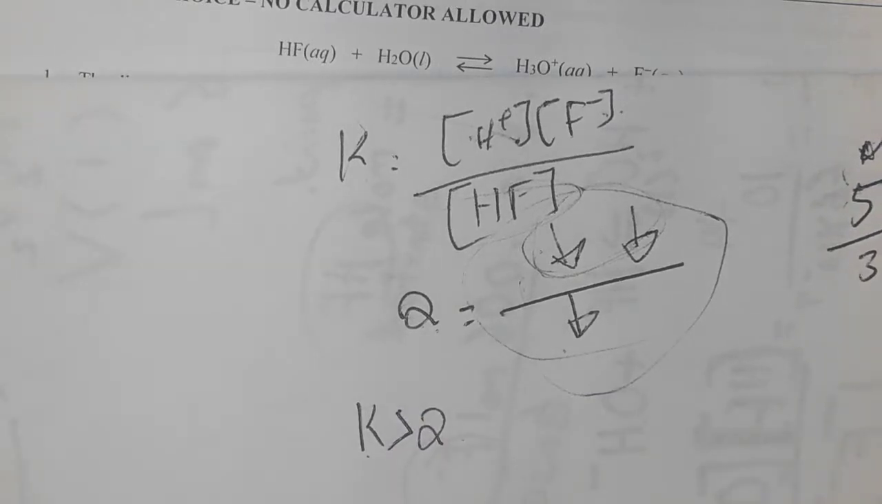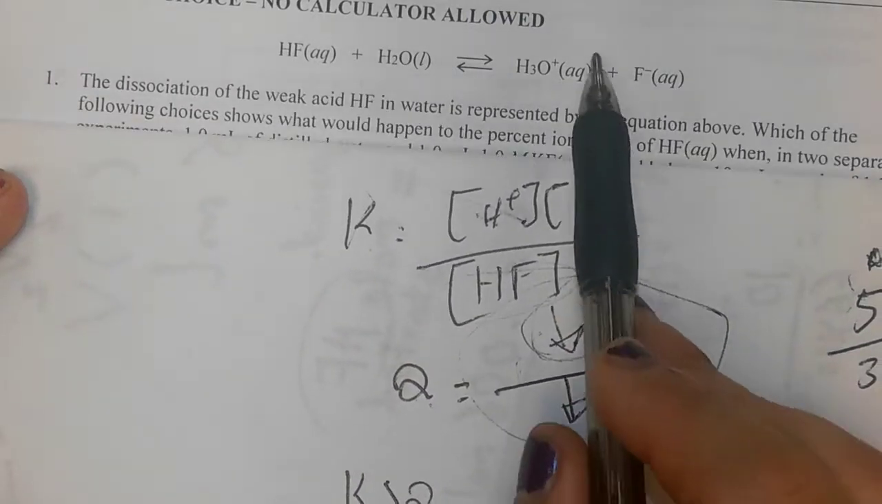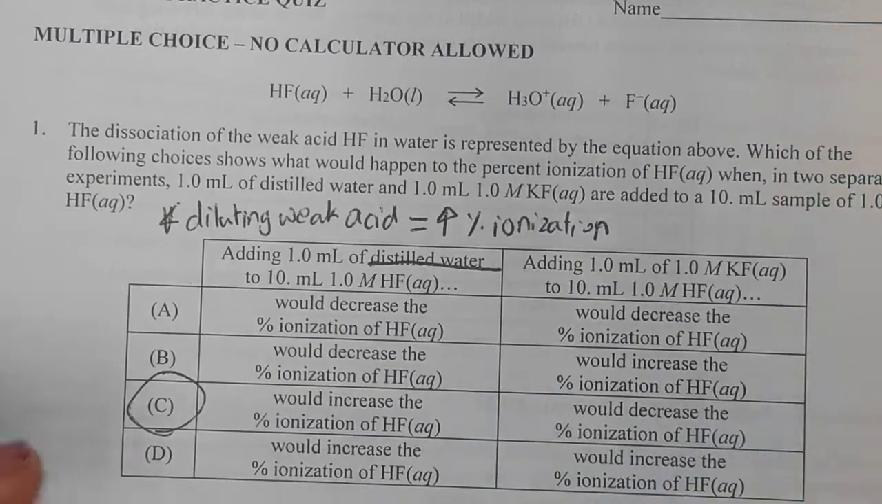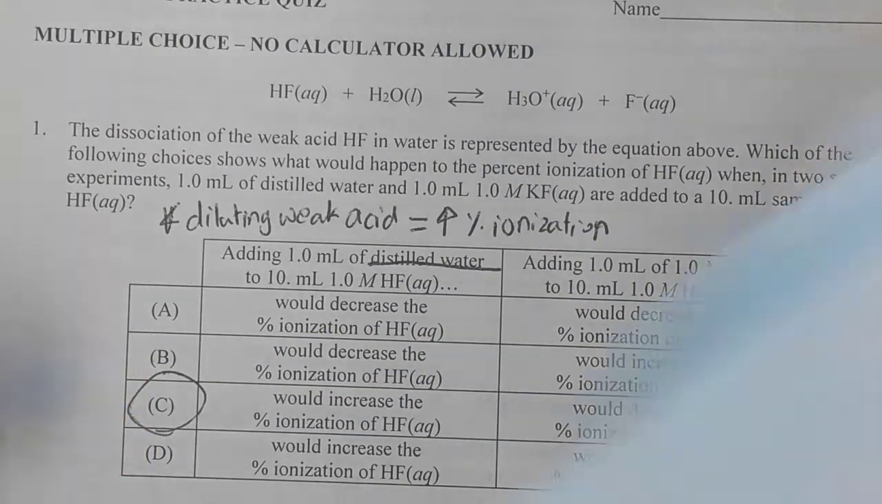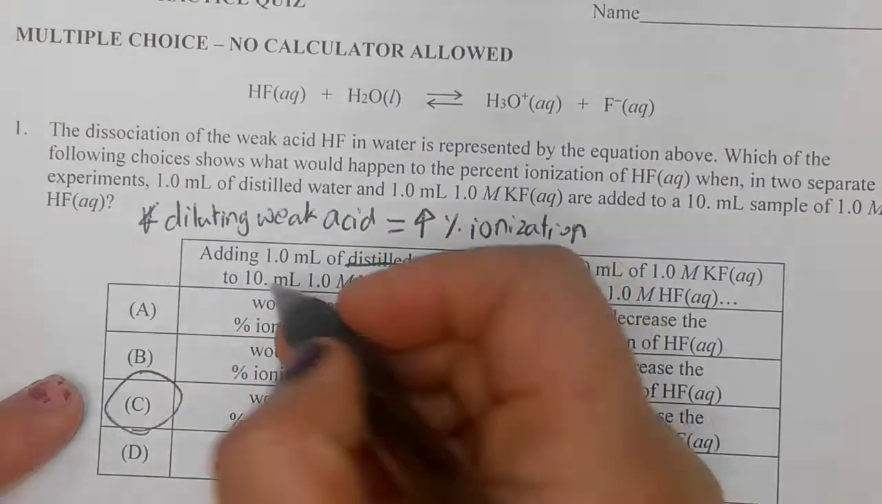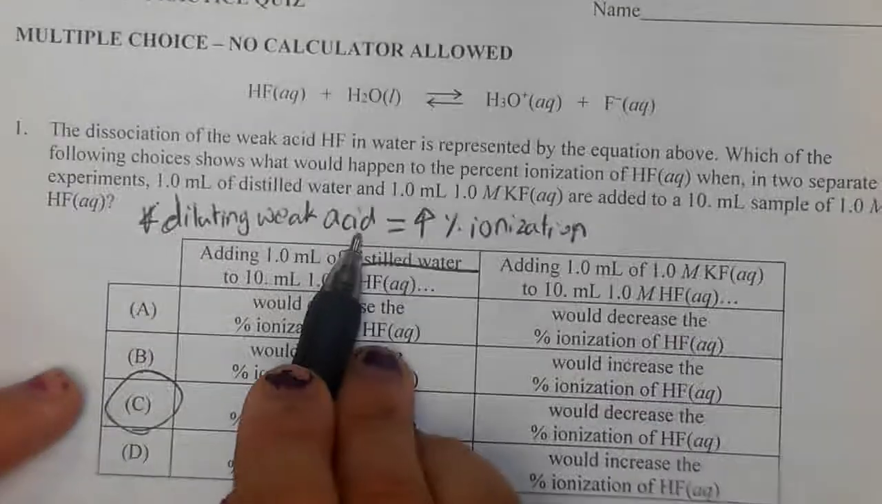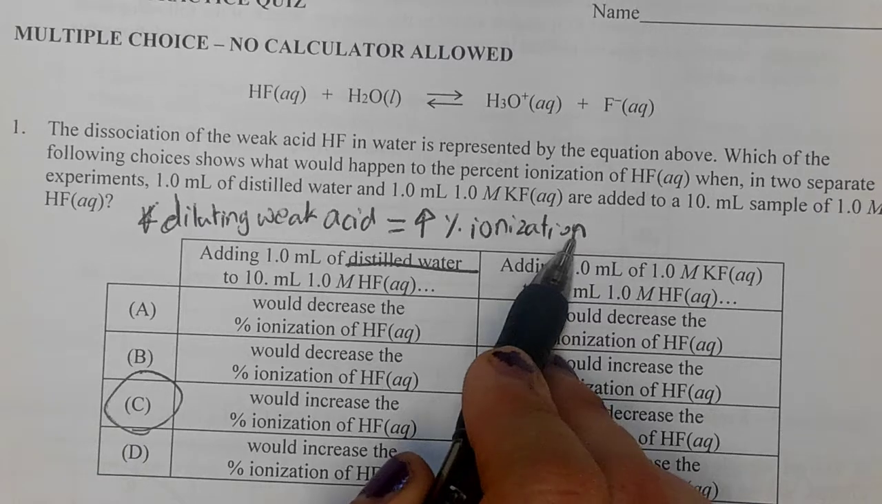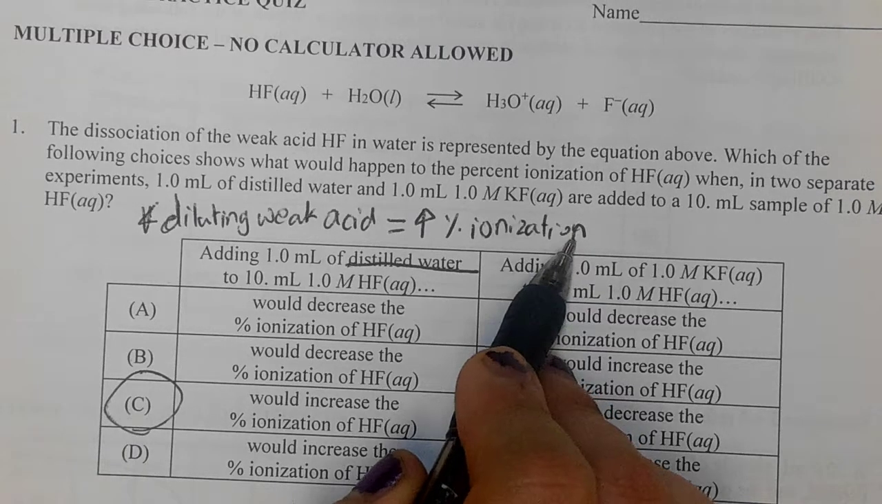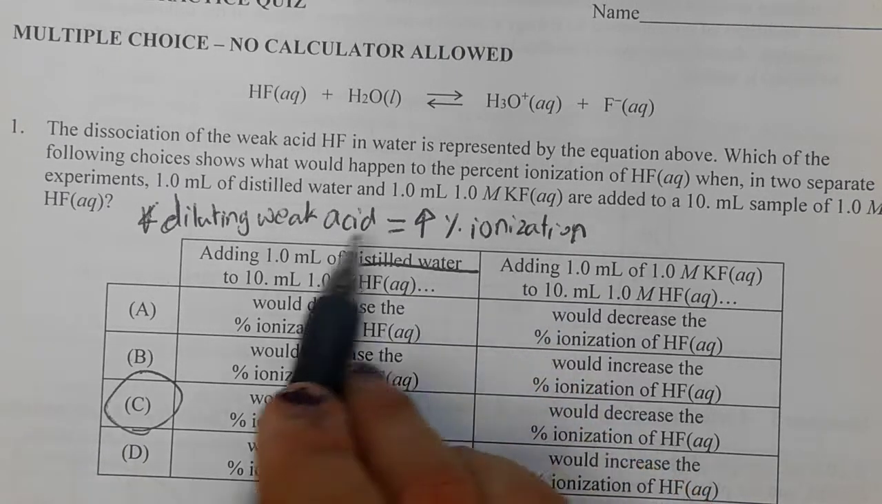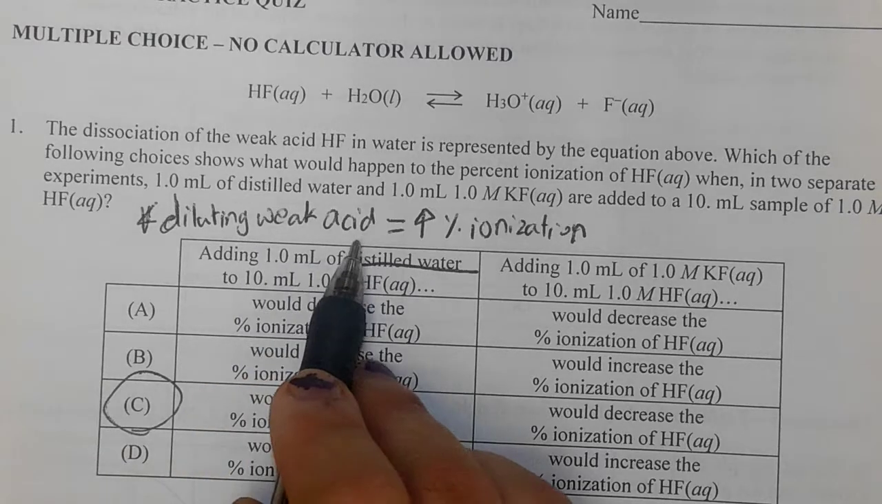If Q is smaller than K, which way is the arrow pointed? That way, shifting. So we're going to make more of the ion. If you're not sure about how this works, you can remember this: diluting the weak acid means increase the ionization. Make sense? Okay. What do you guys think about weak base?